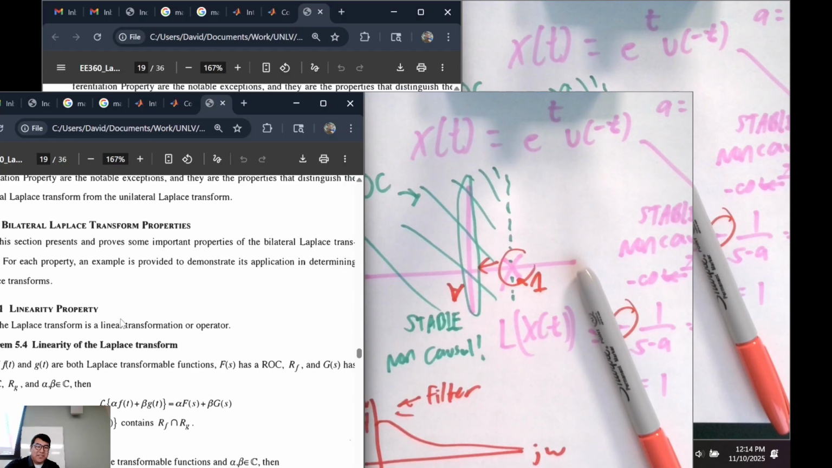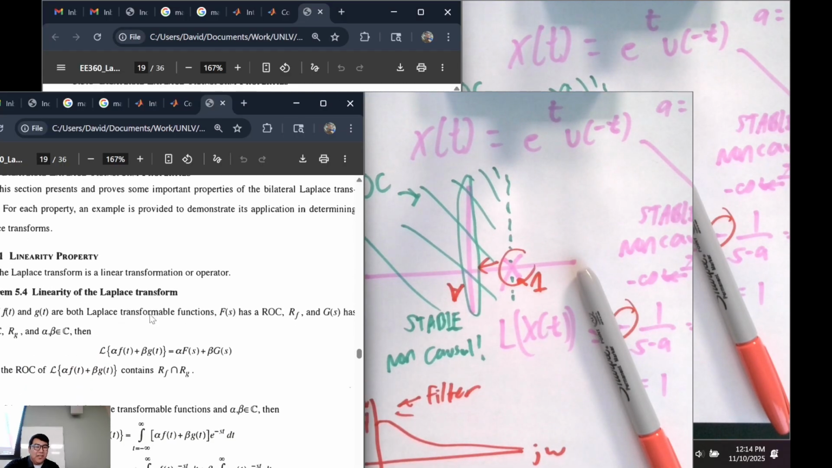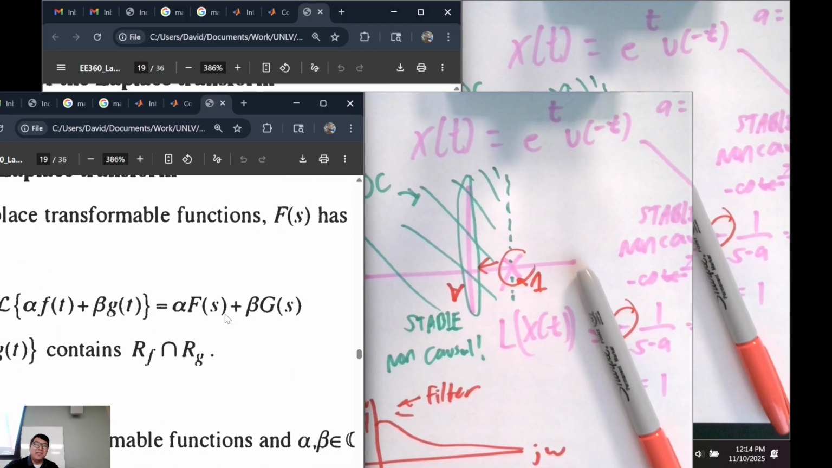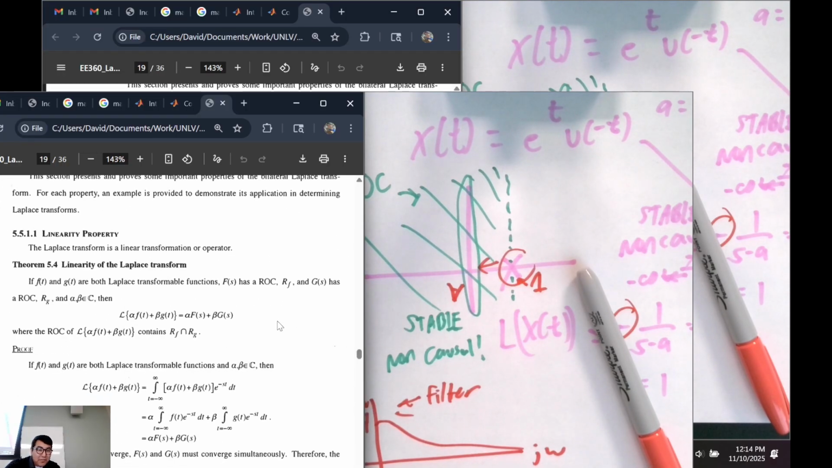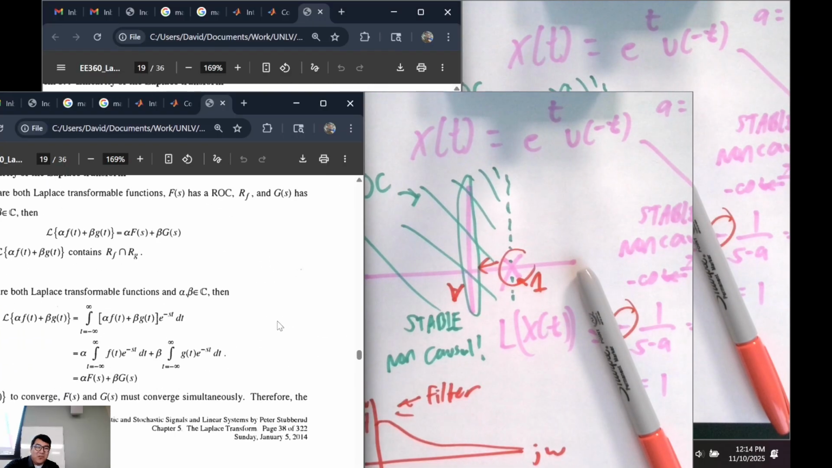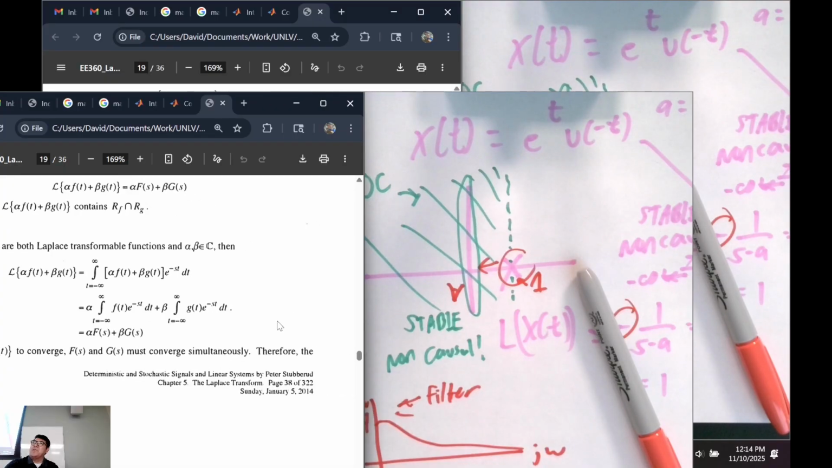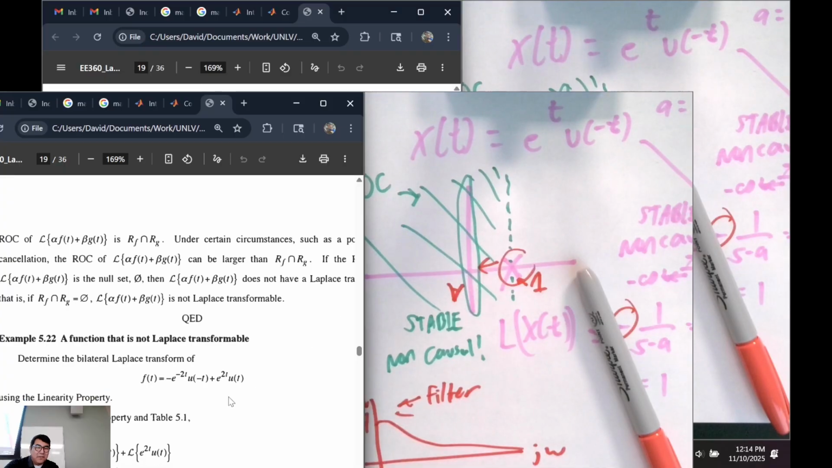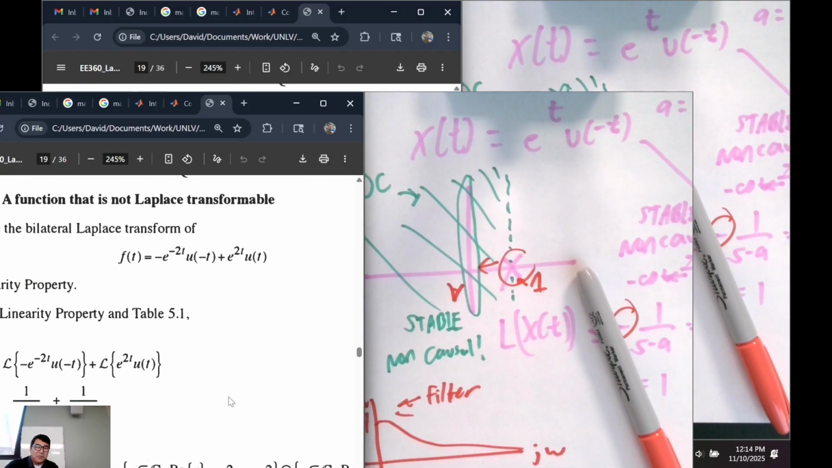Bilateral Laplace transform. Let's see, linearity property. It just tells you that you can add things together, okay? A f of s, two systems, okay? Let me see. Should I go over all these notes or should I just go over the things that matter? Things that matter, okay.